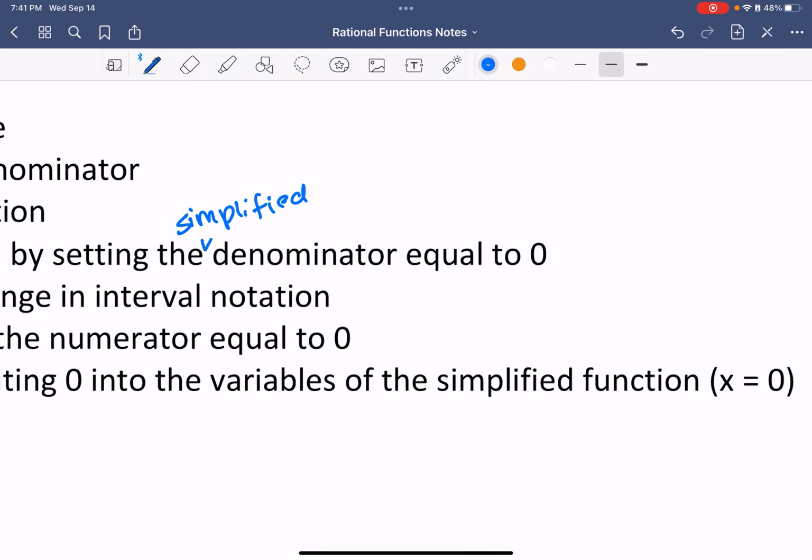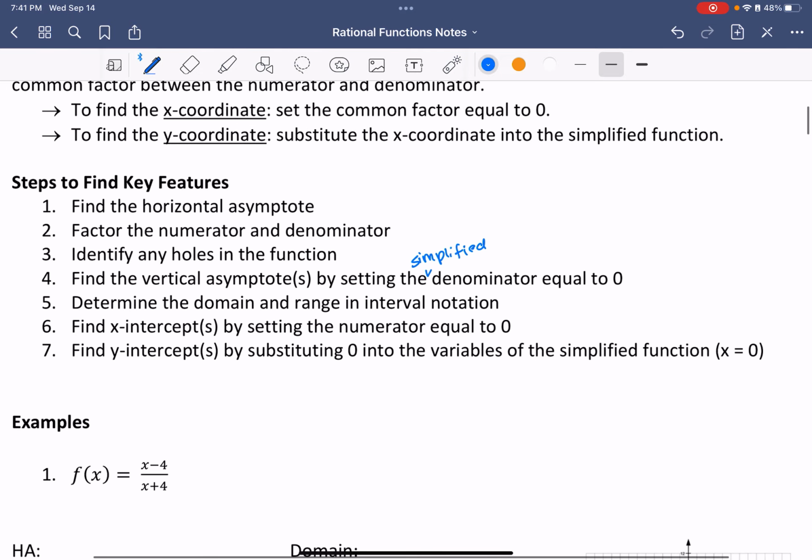So when you do this, you're not going to go back to the original question. You're always going to use the simplified fraction after you have factored. And then you solve for x. Step 5, determine the domain and the range in interval notation.